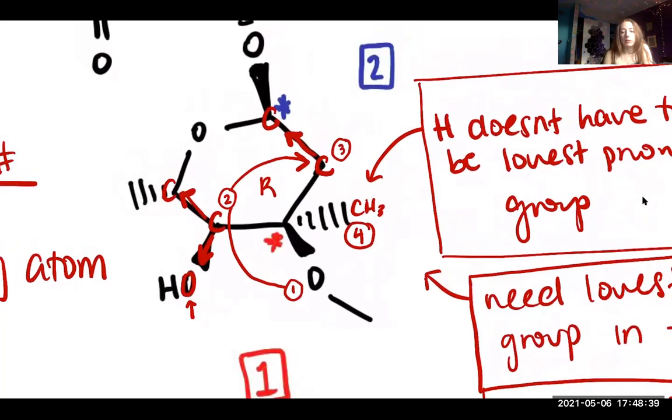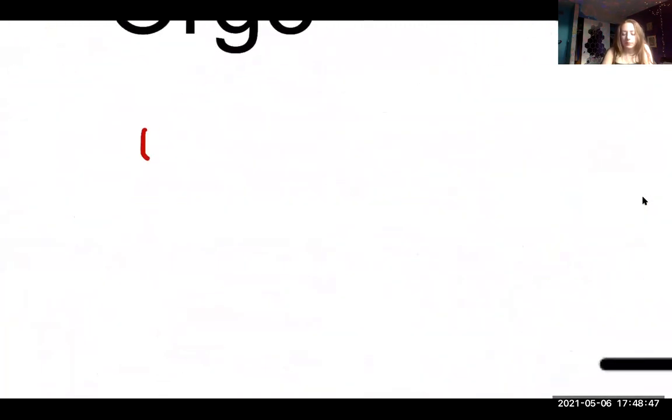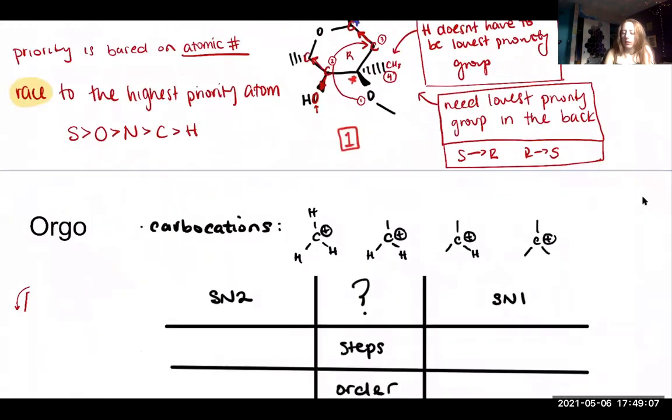If your ring is symmetrical, then you don't have a stereocenter. If you have something like this, this is not a stereocenter, because if you go this way or if you go this way, you'll get the same thing, okay? Otherwise, you do need to consider the substituents that come off of the ring.